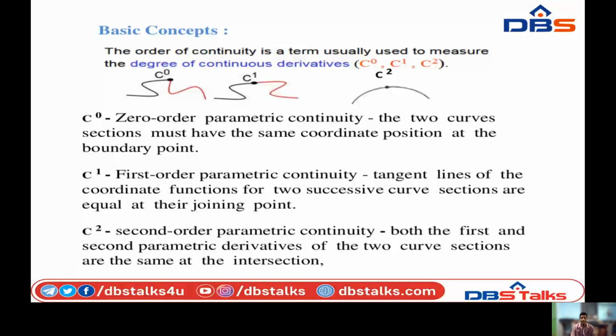Next, second order parametric continuity. What is the difference between first order and second order parametric continuity? In the second order parametric continuity, both the first and second order parametric derivatives of the two curve sections are considered. In this third figure, I am showing the details for second order parametric continuity. Both the first and second order parametric derivatives of the two curve sections are the same at the intersection point. That one is C2. Okay. Next.